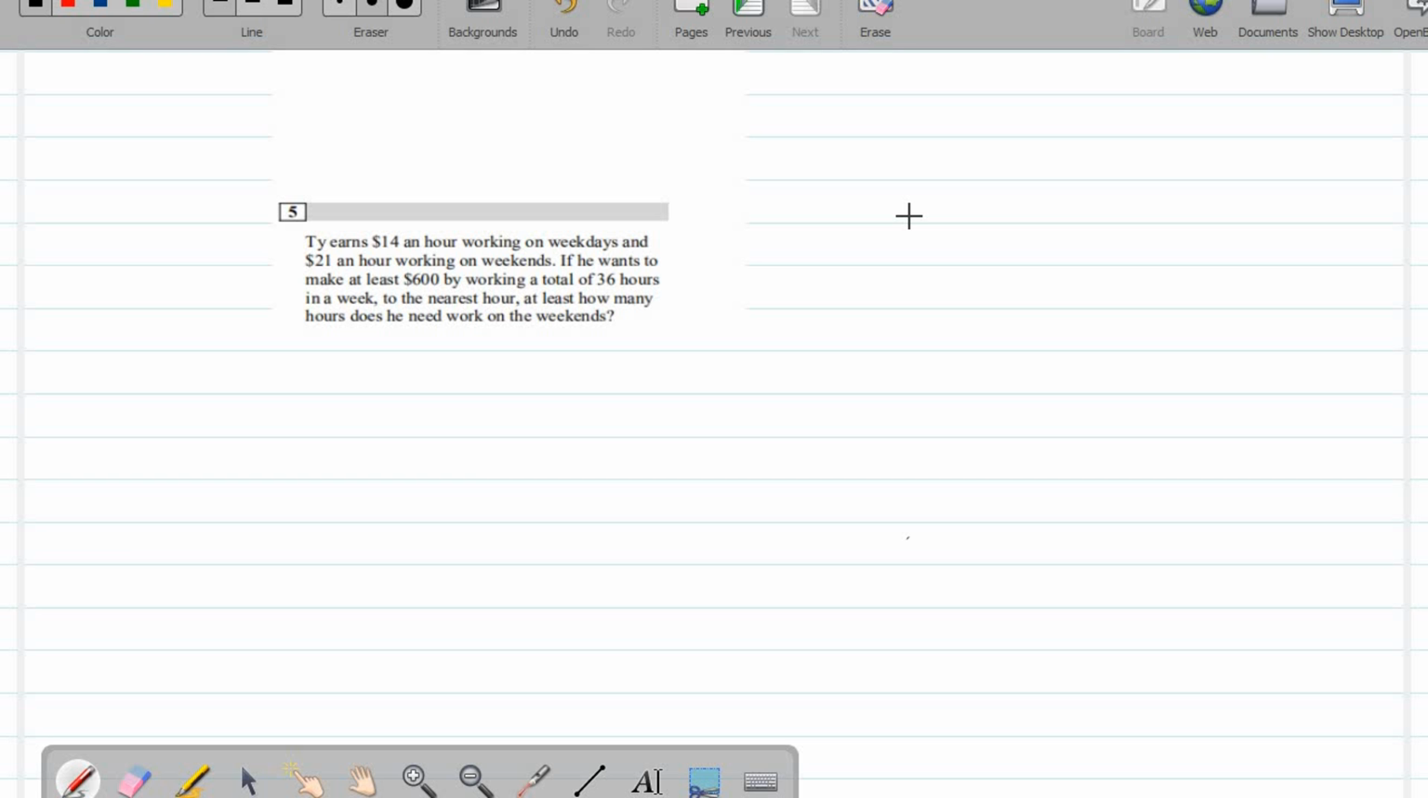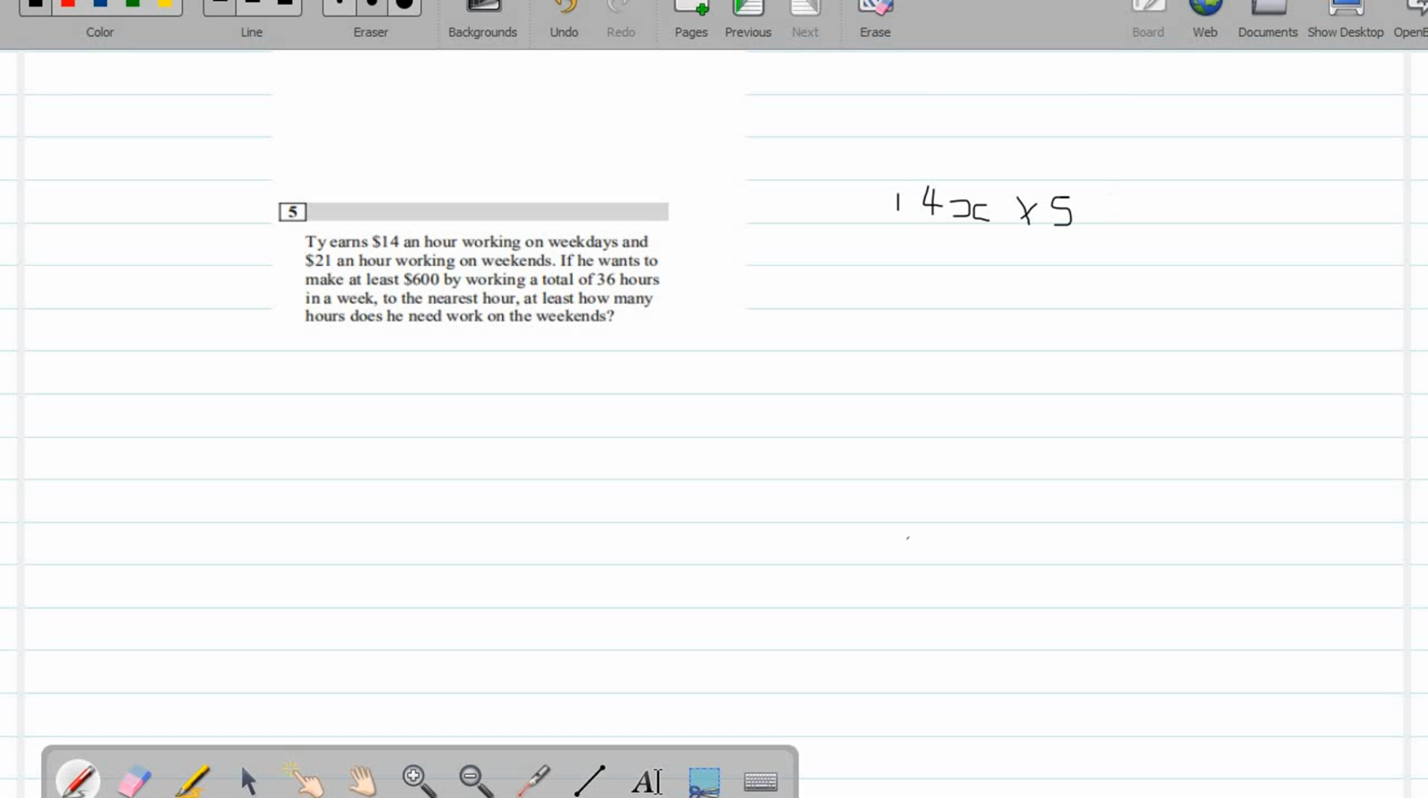So we know we have 7 days in a week. He's earning $14 per hour on weekdays, so that's 14 times 5. $14 per hour, that's 14x, because x is the number of hours you work, times 5, because it's 5 days in a week. Okay, so that's how you work it.